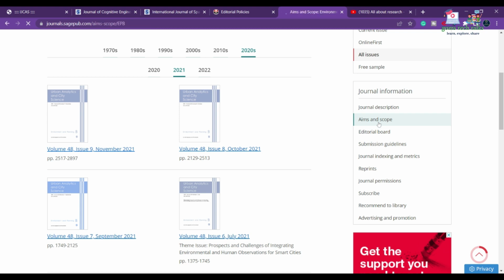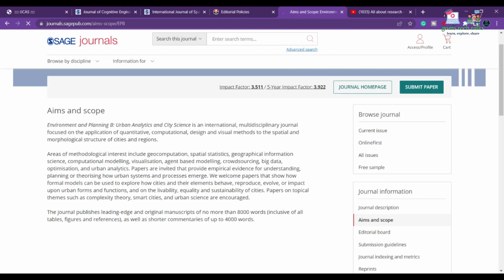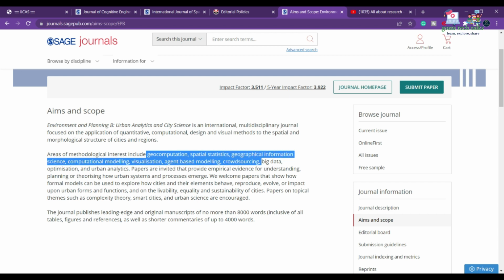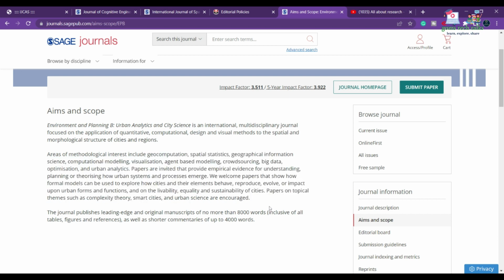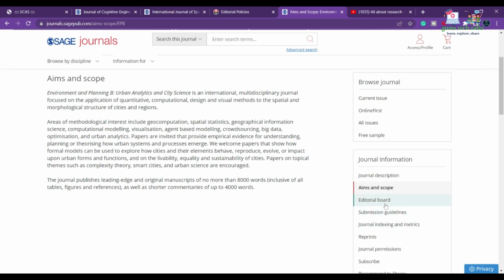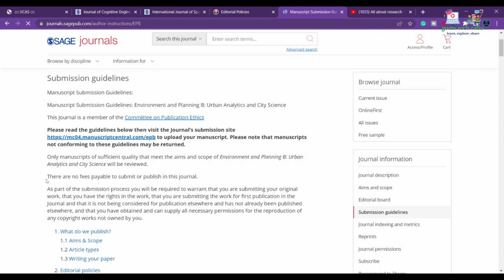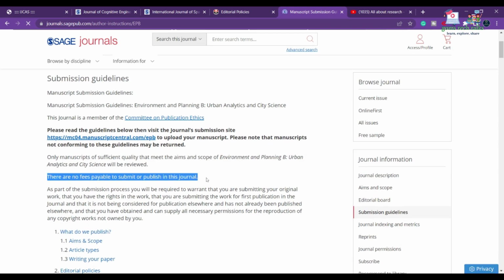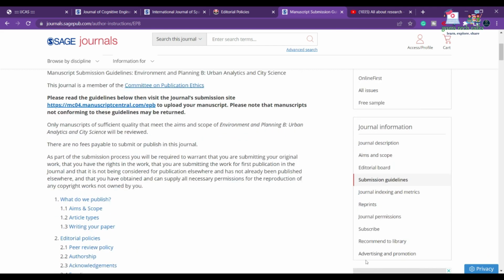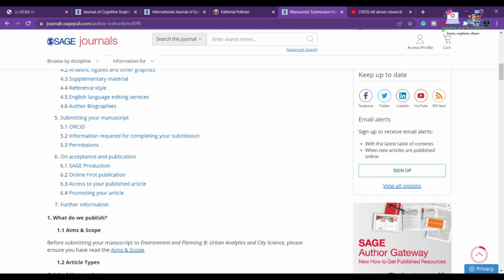Let us go and see the aim and scope of the journal. Okay, it's big data. You can see geocomputation, spatial statistics, geographical information science, computational modeling, visualization, big data. Of course, they are covering most things, and it is nine issues per year. Let us see the submission guidelines and what the price is. There are no fees payable to submit or publish in this journal. Great.